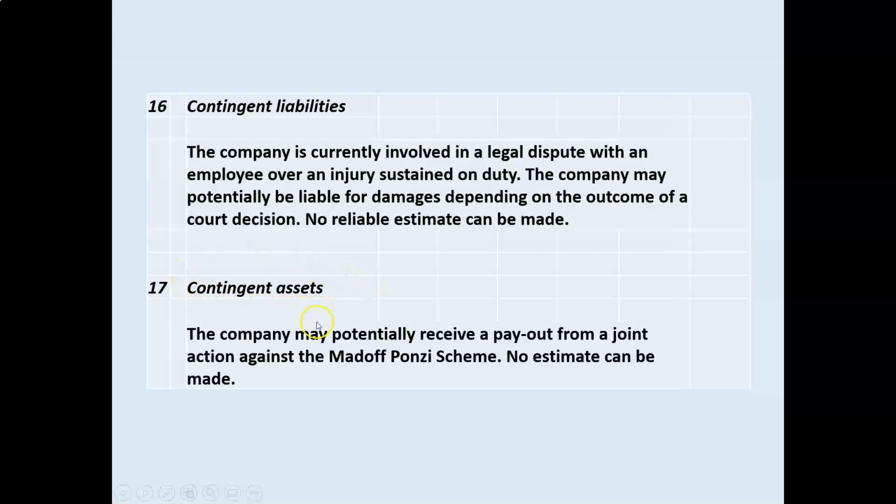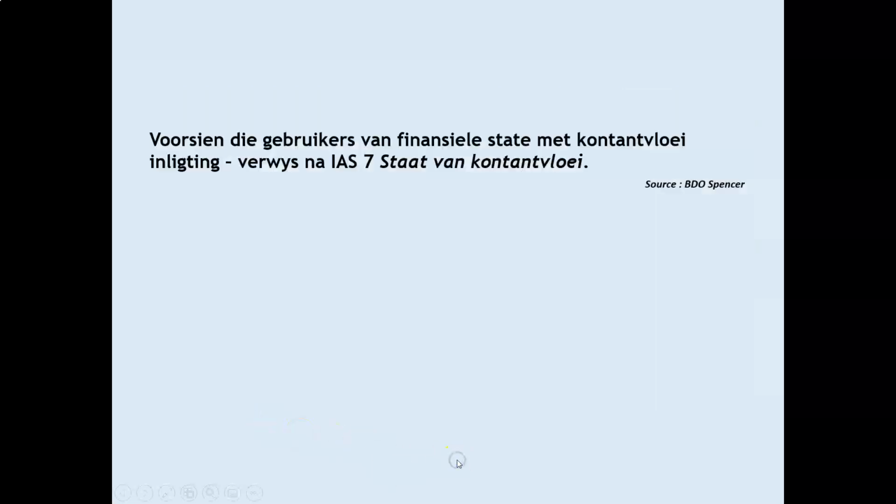Now, the same thing with the contingent asset. The company may potentially receive a payout from a joint action against the Madoff Ponzi scheme. No estimate can be made. So I'm going to receive money somewhere in the future. That is a certainty. I'm not sure how much I'm going to receive, so therefore I couldn't recognize it in my books as yet, but I alert the user of the financial statements that something like that is on the cards.